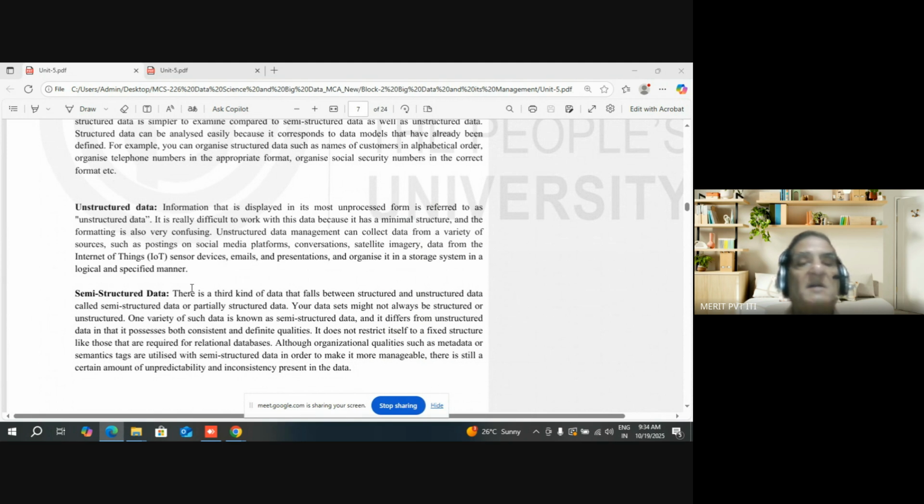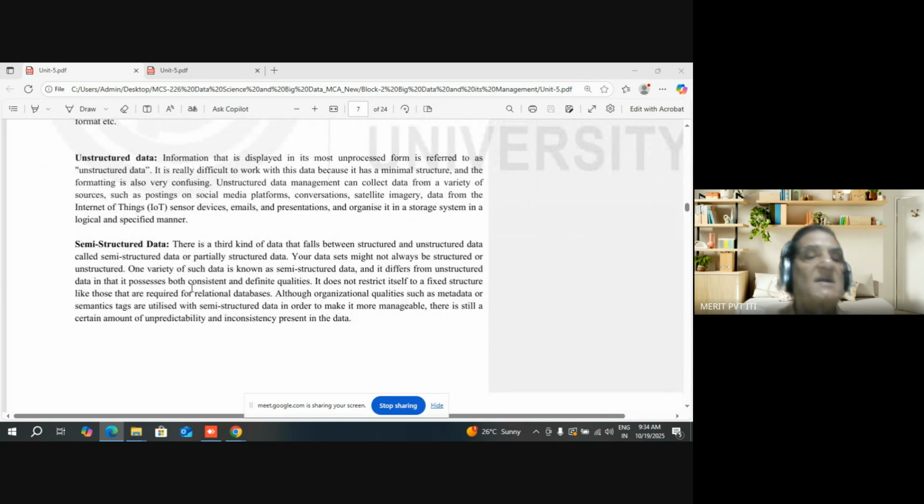So unstructured data management can collect data from a variety of sources such as postings on social media platforms, conversation, satellite imagery, data from Internet of Things sensor devices, email, presentations, and organize it in storage space, and logically structured. Then, with unstructured databases, you have to find out the value, the importance of unstructured data, so that the analytical person can use it, whereas structured data can be analyzed very easily, whereas unstructured data needs to be pre-processed first, and then you have to analyze.